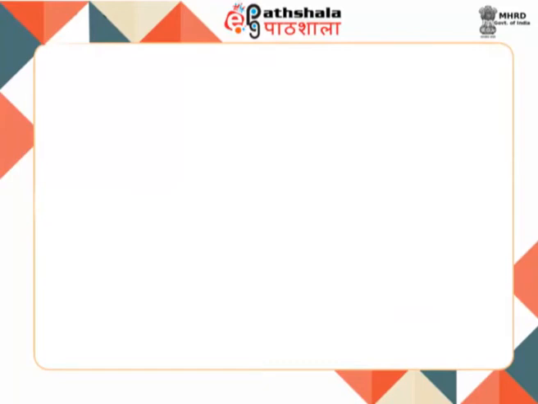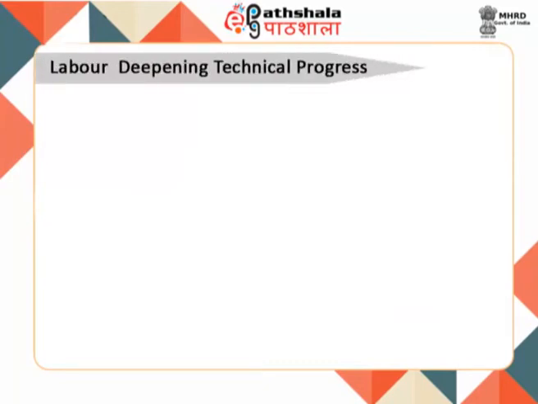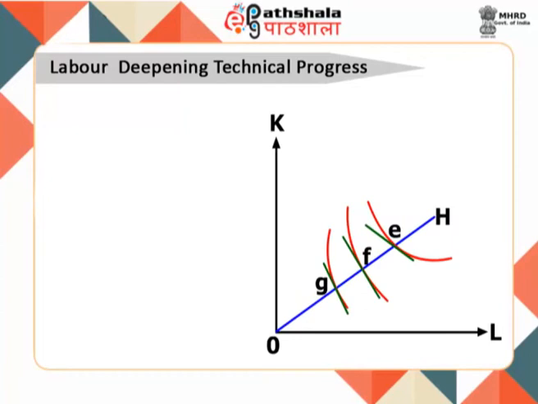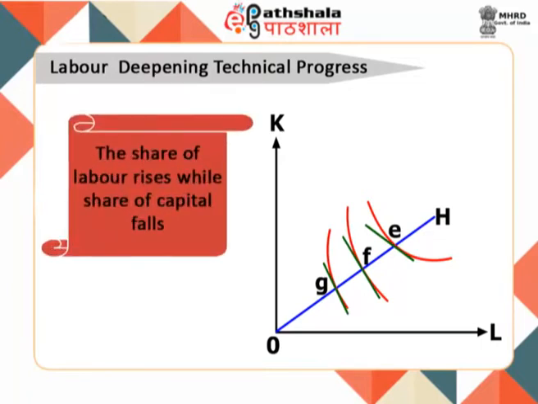Now we will understand the labor deepening technical progress with the help of a diagram. In this case, as we expand our production and move to a higher isoquant, we can see in the figure that the share of labor rises while share of capital falls.